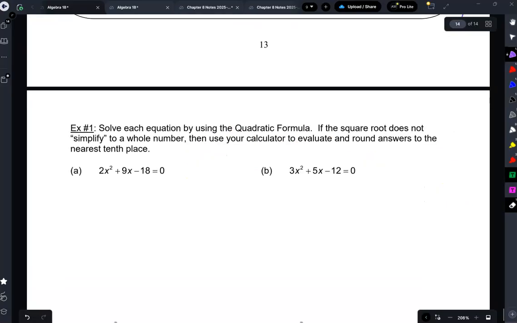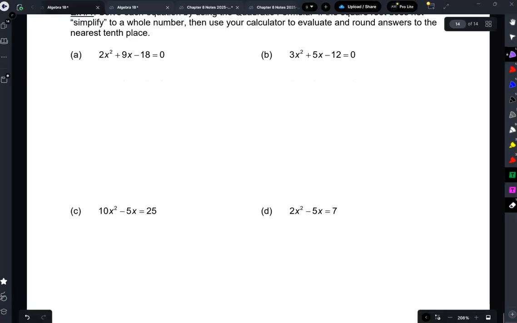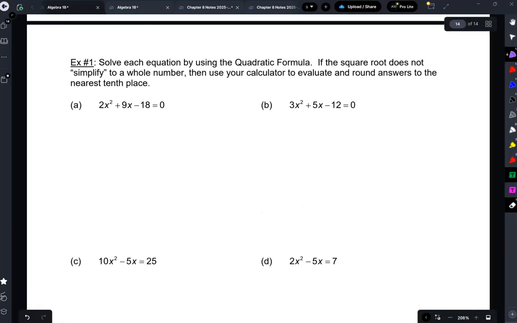Okay, so here we go. Solve each by using the quadratic formula. If the square root does not simplify, then we can use a calculator, but let's get started on this one. Okay, I'm going to write the quadratic formula here, just so we have it in front of us. It does help if you memorize it. You're going to have to memorize it eventually in your classes, right? But you don't have to memorize it for this test. Okay, so here we go.